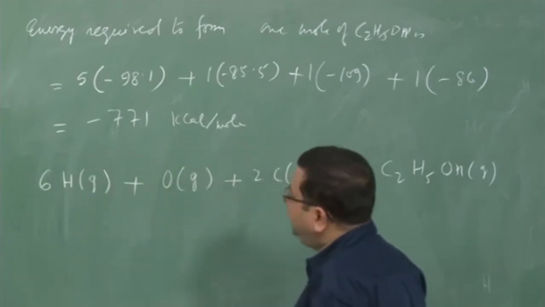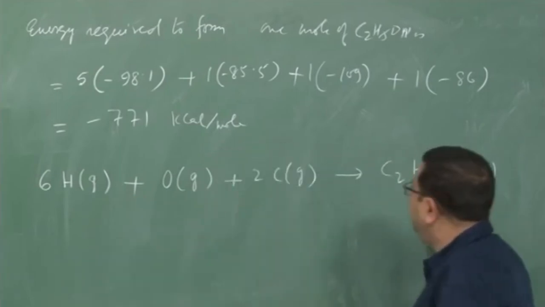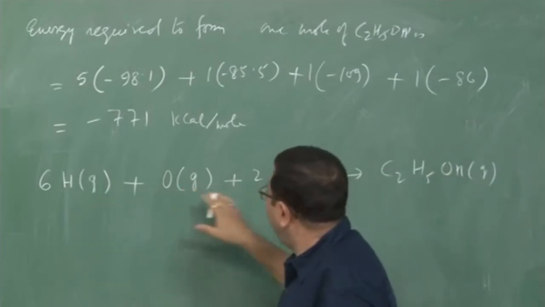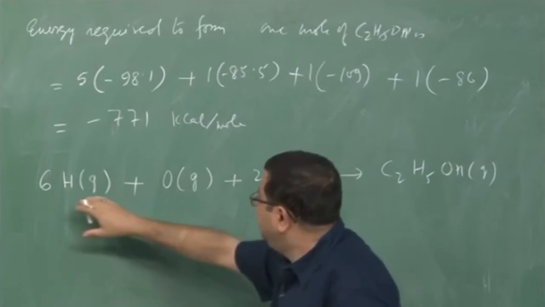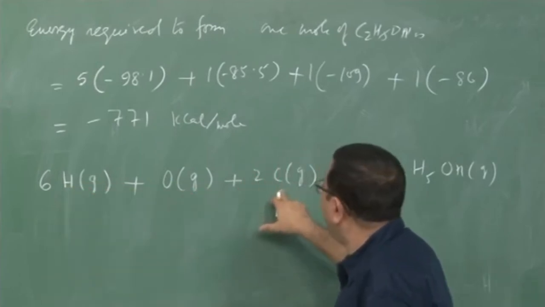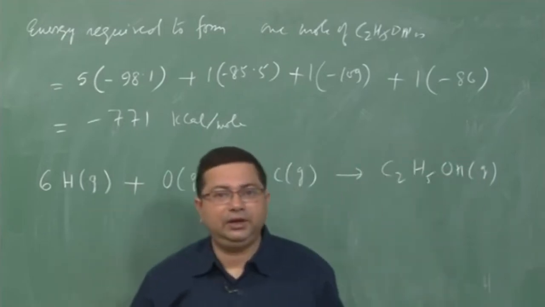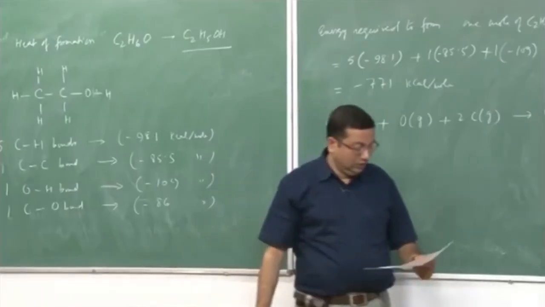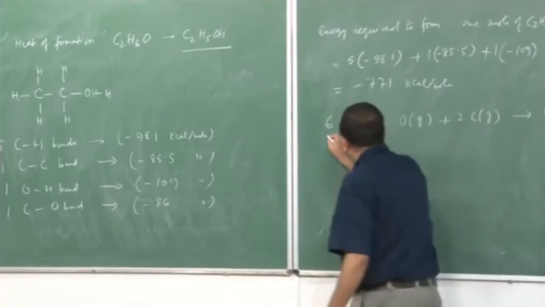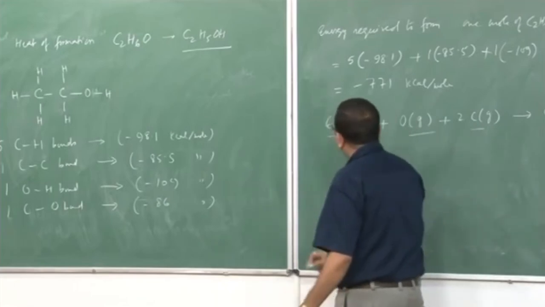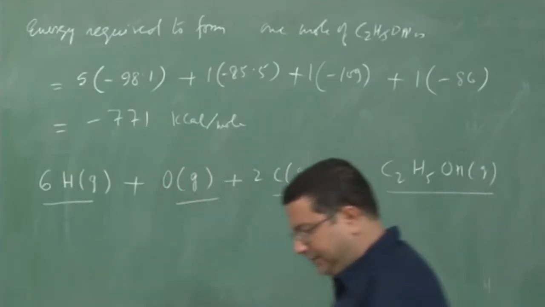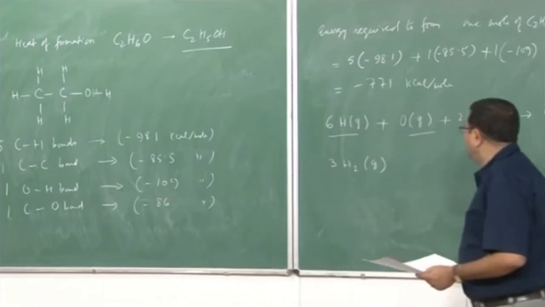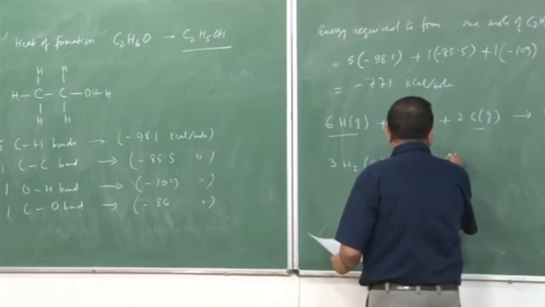Now, if I look at this equation, this gives me the formation of alcohol, rather ethanol, from these basic elements, but these are particularly hydrogen, oxygen or carbon in the gaseous state and not in their elementary state. Therefore, we cannot call this reaction the formation reaction for ethanol. So, what we have to do is first to get the formation reactions. The atomic hydrogen will come from a formation reaction, taking 3 molecules of hydrogen and breaking them into 6 hydrogen atoms in their gaseous state.